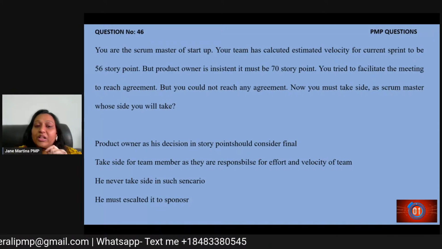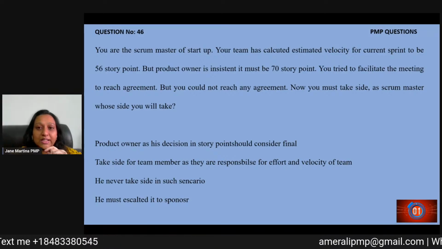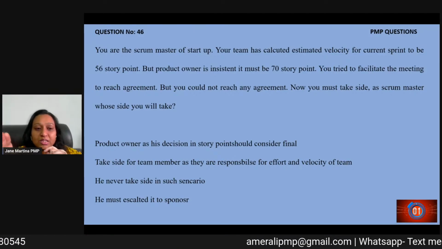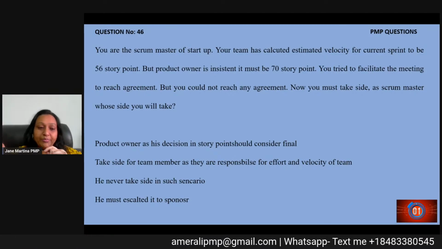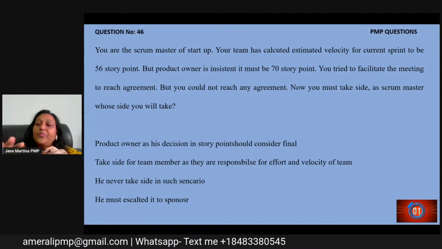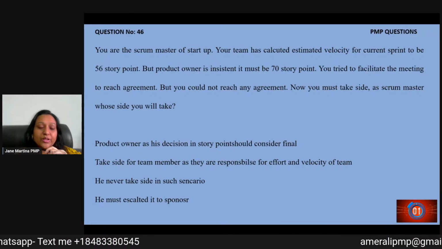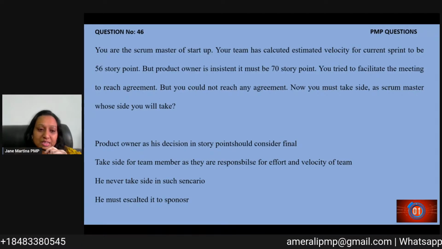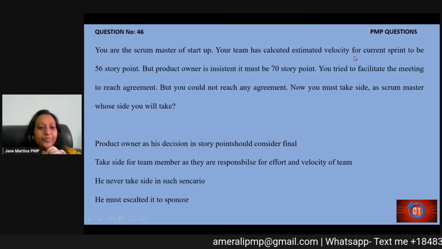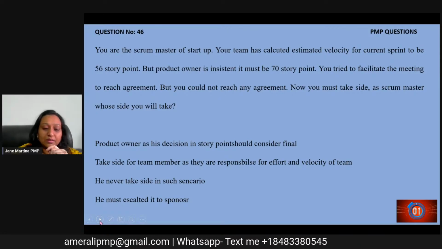He never takes side in such scenario. No, as a Scrum Master or an agile leader, he should be supporting and standing for the team in most of the agile scenarios. Option D, you escalate. We will not escalate as a project manager. So that option is eliminated. So option B is the right answer.